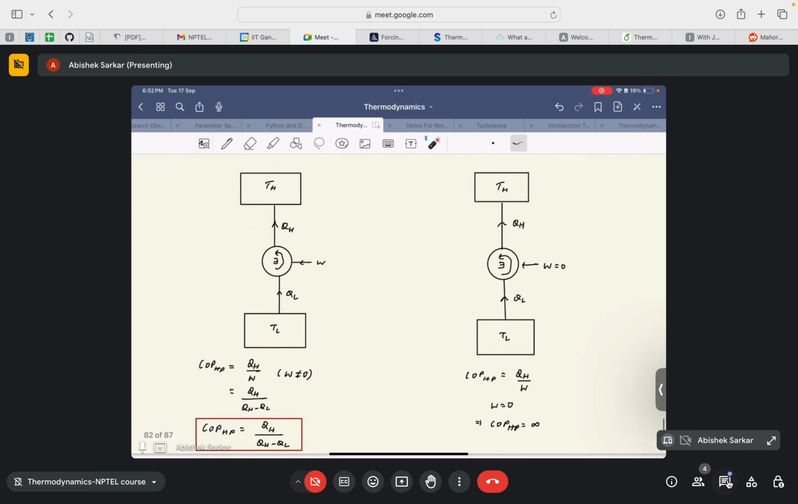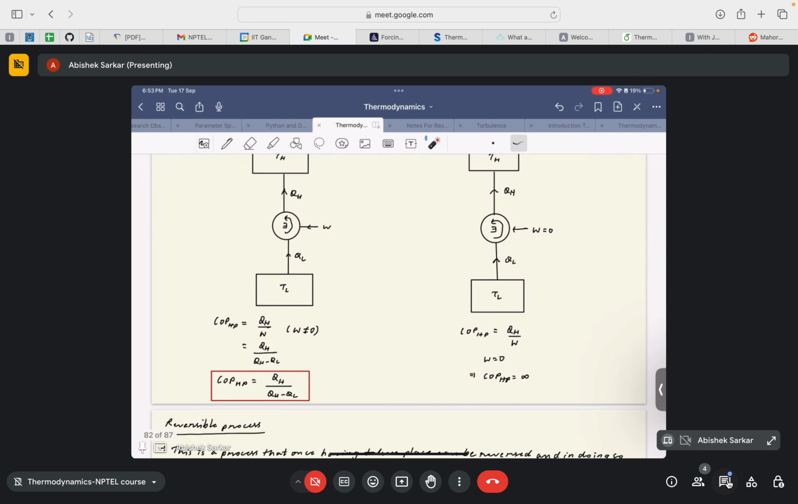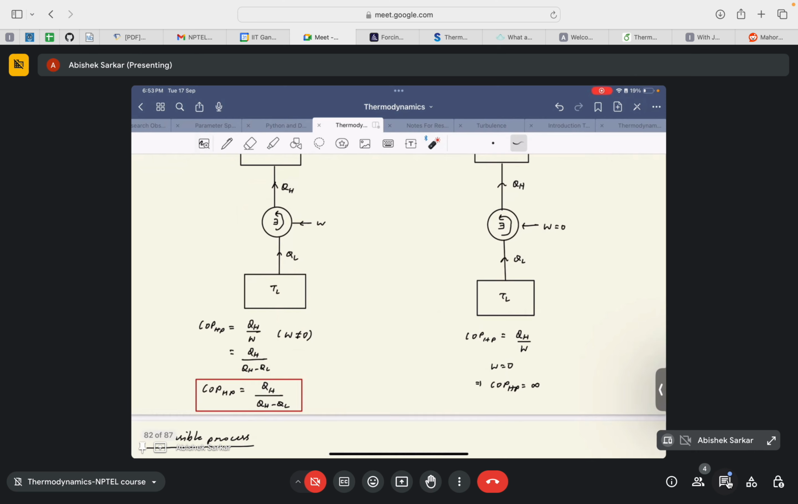Similarly, if we now consider a real world scenario where there is a network input in the system, which uses this work to transfer heat from a lower temperature region to a higher temperature region, the COP of HP again would be QH by W. Since W is non-zero, the COP of HP is QH divided by QH minus QL. So the COP of HP has a finite value.